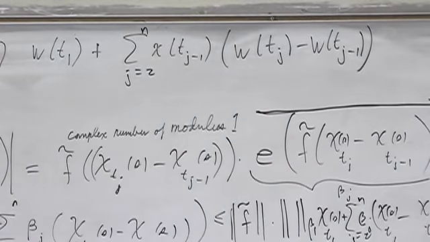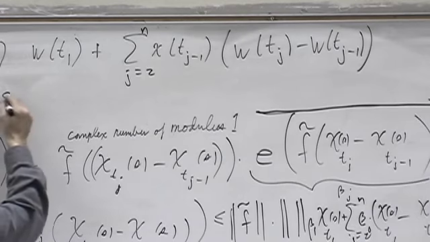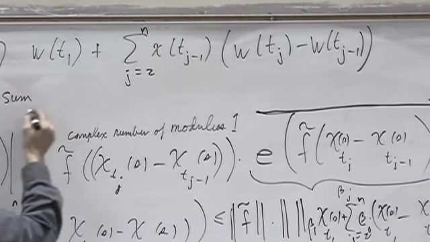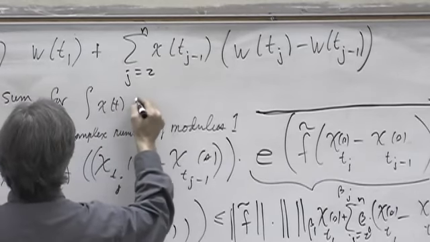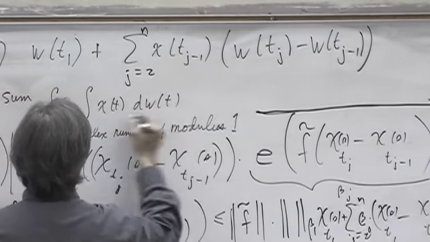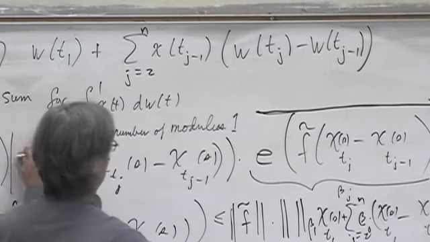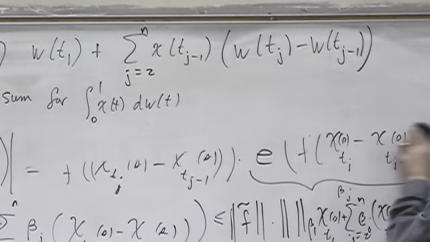Oh, that looks good then. If that's the Riemann-Stieltjes sum, we know where that goes. This is simply the Riemann-Stieltjes sum for the integral x of t dw of t, 0 to 1. Therefore, I'm just about done.